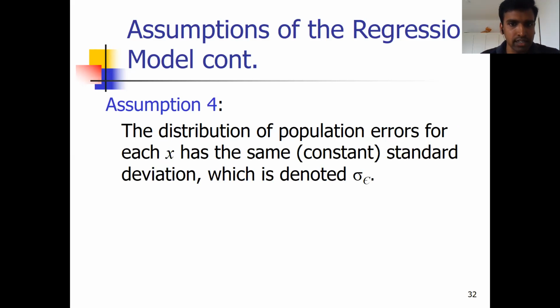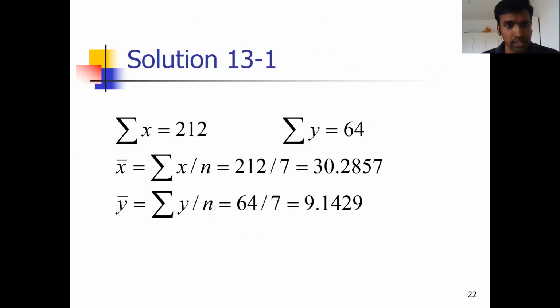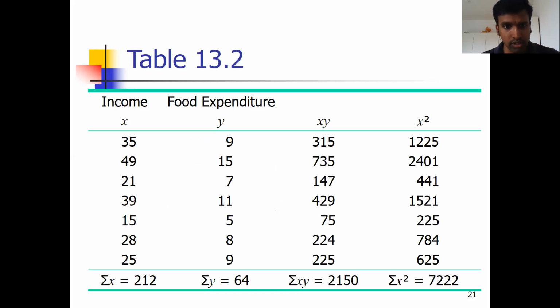And similarly, the distribution of the population errors for each of X has the same standard deviation, which is denoted as the standard deviation of your error term, right? And this is a bit tricky again in terms of understanding. So it's difficult. But I'll also tell you a few more pieces of information which can be taken as an assumption, because that is not really told in this particular assumption slide.